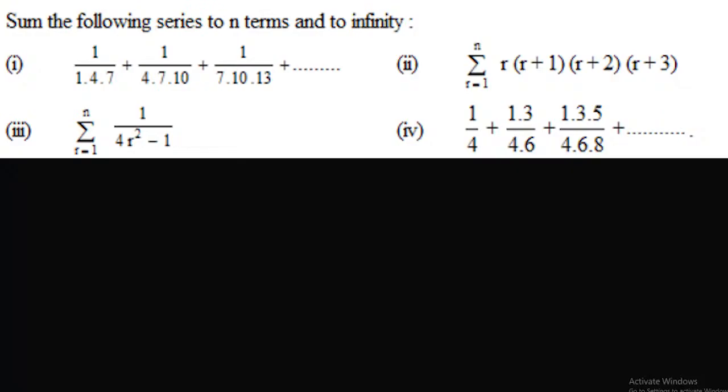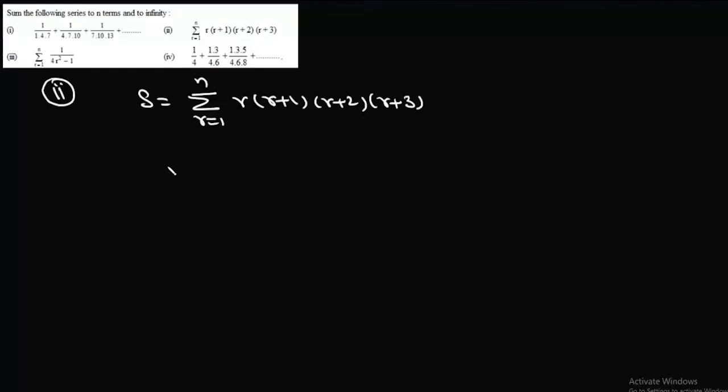Now, this second question is to find the sum of the series up to n terms. So, this series S is summation r varies from 1 to n, r plus 1, r plus 2, r plus 3. One way of solving this question is by taking this product and then we'll have r to the power 4, r cube, which is a very lengthy way of solving this question. So, what we'll do is we'll write its rth term as r plus 1, r plus 2 and r plus 3. Now we'll try and use the method of difference in this.